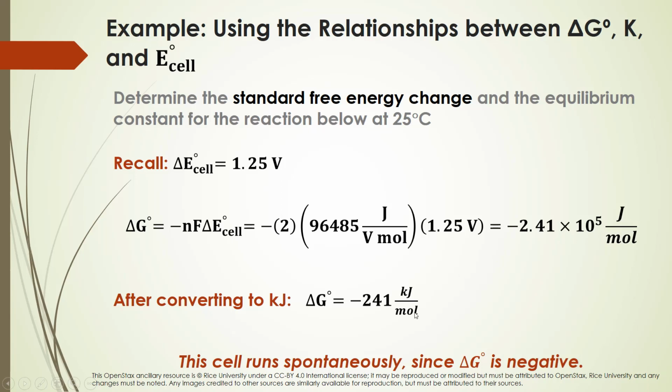After we convert to kilojoules, so just divide by 1,000, we end up with negative 241 kilojoules per mole. This cell is spontaneous, delta G is negative, and the equilibrium constant K is very, very large, saying that it favors the products in the reaction.